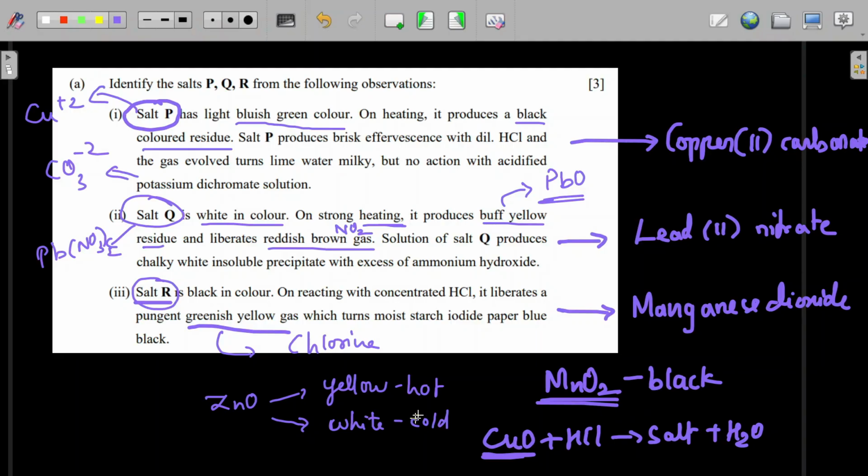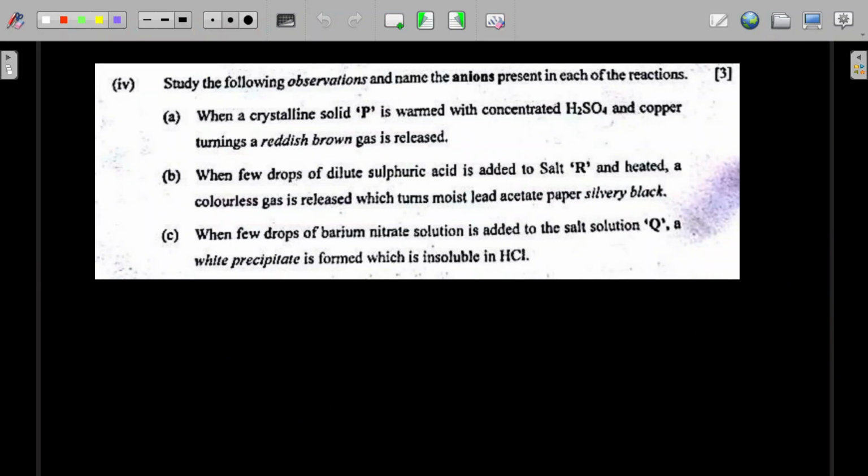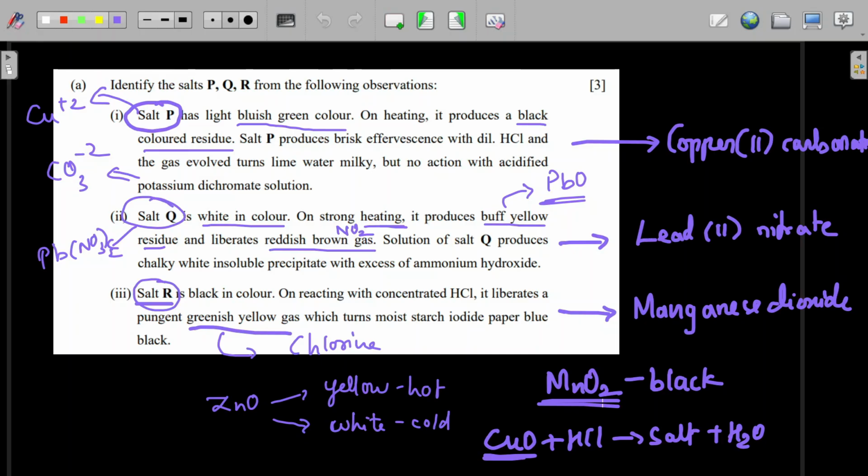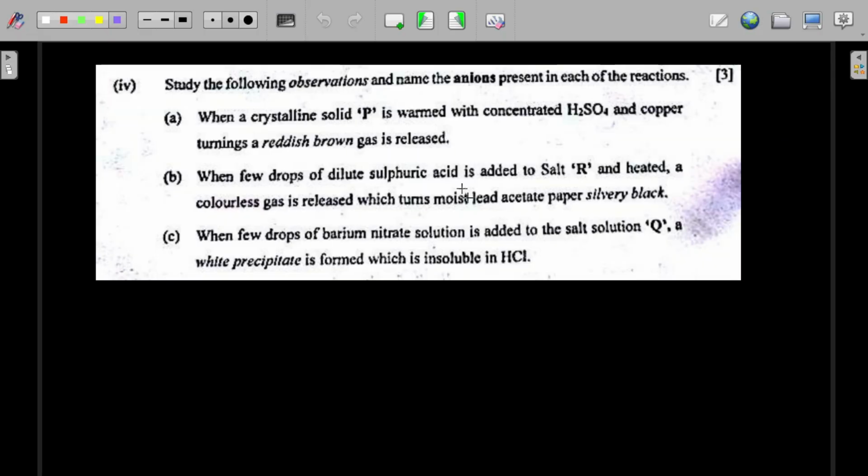See, usually metal oxides should be basic oxides or amphoteric. But MnO2 is not basic, not amphoteric. It is especially an oxidizing agent. Sometimes they also make mistakes. It may not be a salt, but it can be considered a salt sometimes.